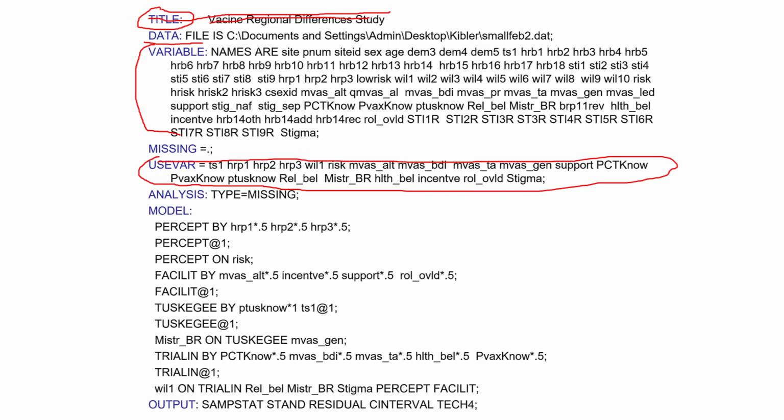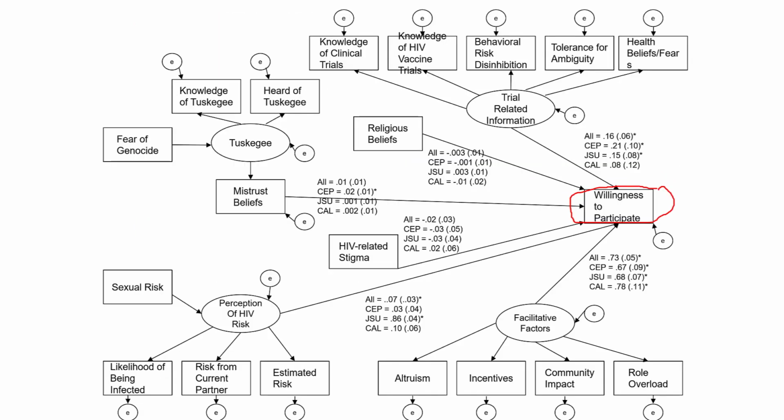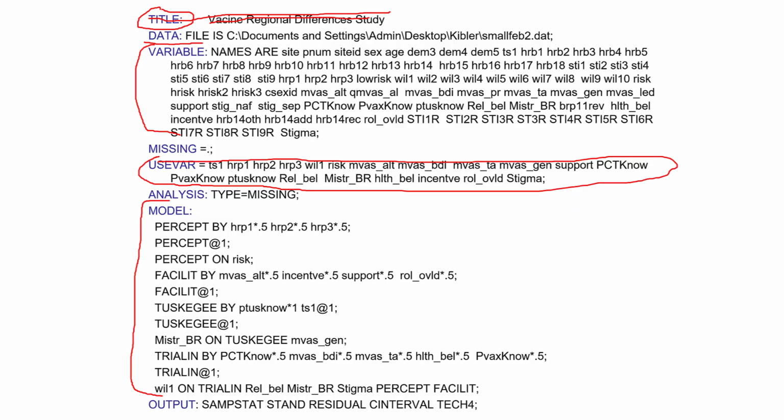And then the model itself, building the model. This is where I think it's much simpler than what that picture demonstrates. So perception of risk is indicated by, and I'll show you the syntax in a second, sexual risk, likelihood of being infected, risk from current partner, and estimated risk. So it's indicated by these variables. The facilitative factors are altruism, incentive, support of the community, and role overload. So that creates that variable.